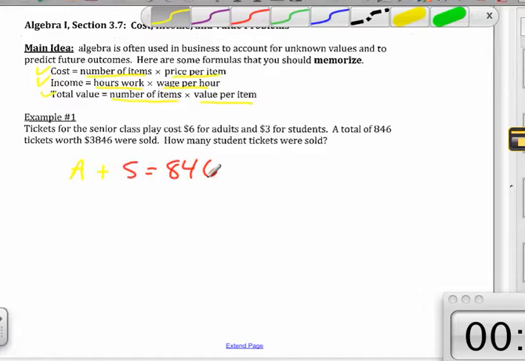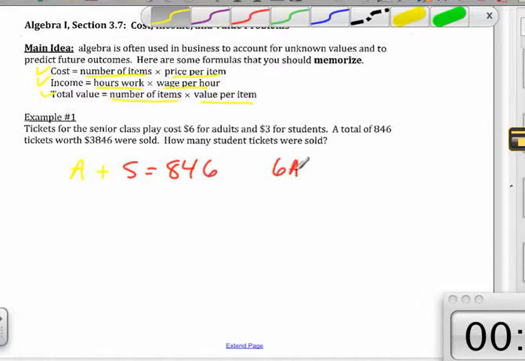What do you think, Alexander? 846 tickets equals... No. $46. No. That's not going to help me, I don't think. Not yet. What do you think, Max? Something with the value of the tickets, right? I did the number of the tickets. Now I need to talk about the value.